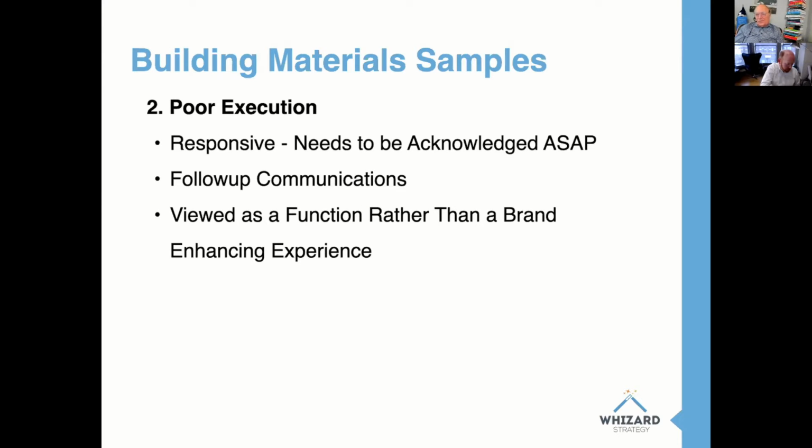There's also just extremely poor execution. For example, when you in your personal life order something from Amazon or any good online seller, you immediately receive an acknowledgement. We've got your order. Okay, you can now relax. It got through. There's then in the bill of materials area poor follow-up communication.